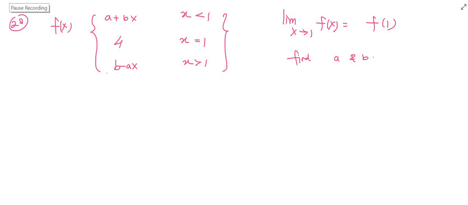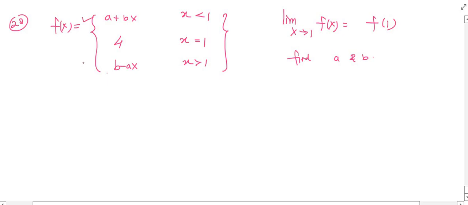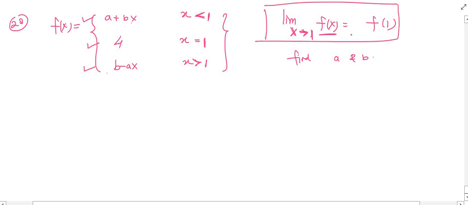This is question 28. So here f(x) has 3 different definitions. First definition when x is less than 1. Second when x is 1. Third when x is more than 1. Correct? So when there are multiple definitions, to solve the question, we should always use the left hand limit and right hand limit method. So they have given x is tending to 1, function f(x) is equal to f(1). Using this, we have to find a and b. Correct?